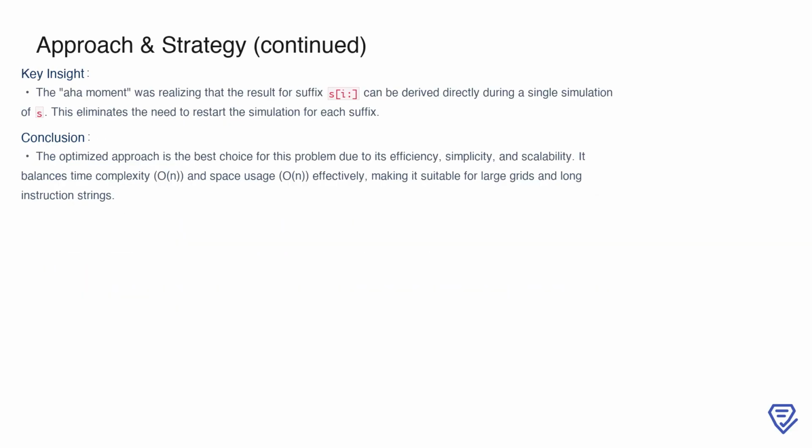The key insight that makes the optimized approach so effective is recognizing that the result for any suffix S[i] can be derived directly during a single simulation of the entire string S. This eliminates the need to restart the simulation for each suffix, which is the main source of inefficiency in the brute force method. By leveraging this observation, we achieve a balance between time complexity and space usage, with the optimized approach offering O(n) performance for both. This makes it the best choice for solving the problem, as it is efficient, simple to implement, and highly scalable. Whether we are dealing with large grids or long instruction strings, this approach ensures we can calculate the results quickly and accurately, making it a robust and practical solution for the problem.